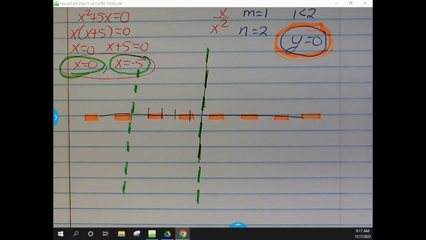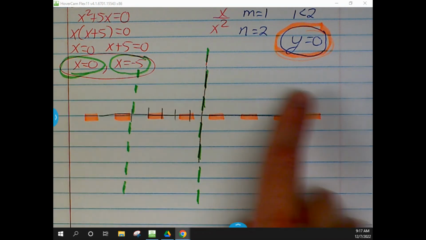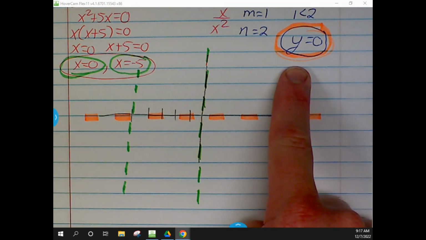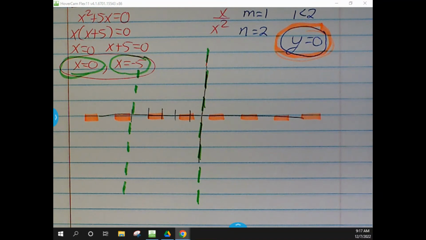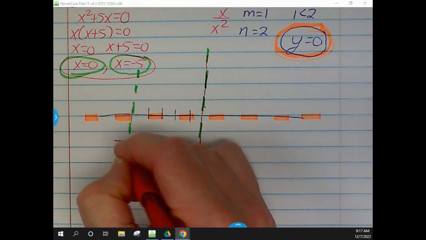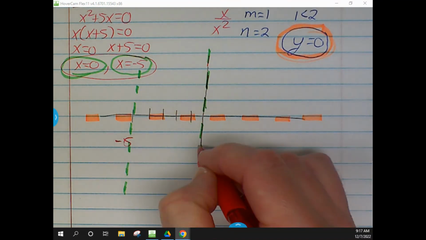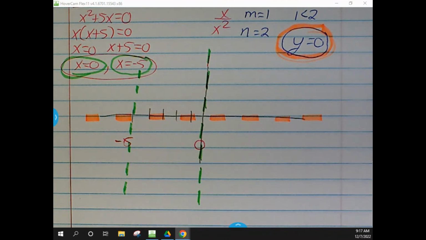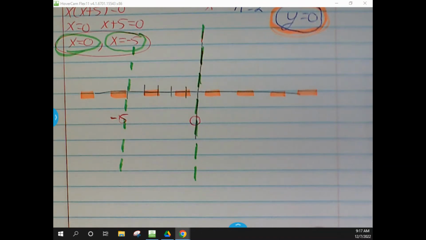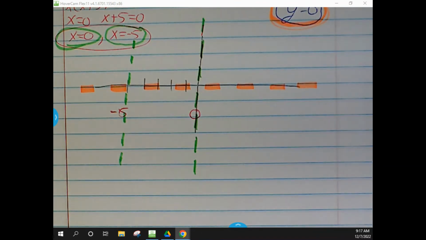Okay. Because again, you're just drawing vertical lines at the x values. You're drawing a horizontal line at the y value. Okay, so this is at -5. This one's at 0. Okay, so all you have to do, everybody's good with that? And this is where you don't have to overcomplicate things.